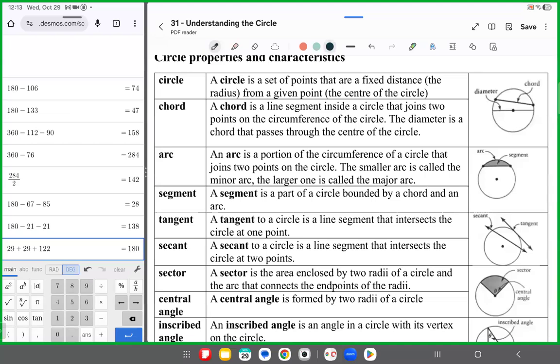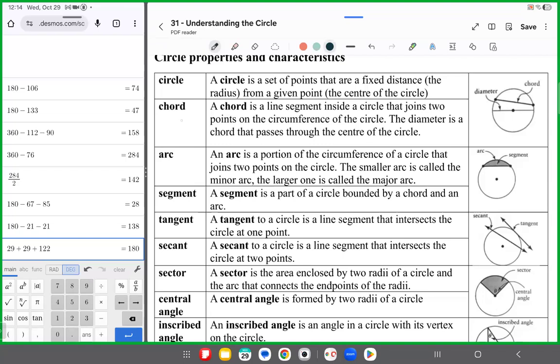Okay, so a circle is a set of points that are a fixed distance, the radius, from a given point, the center of the circle. A more eloquent way of saying this might be a set of points all equidistant from the center. Okay, so that's just the basic circle.